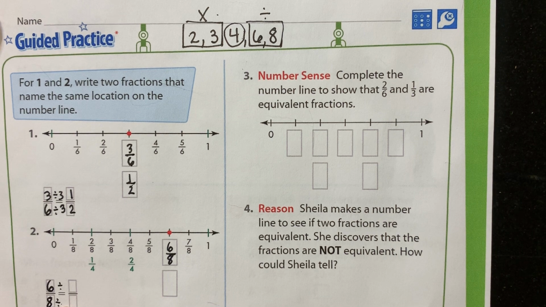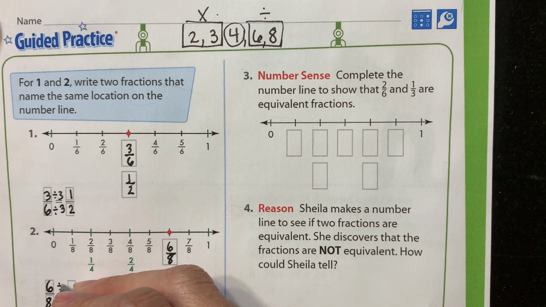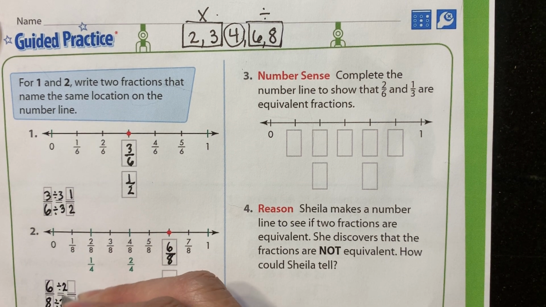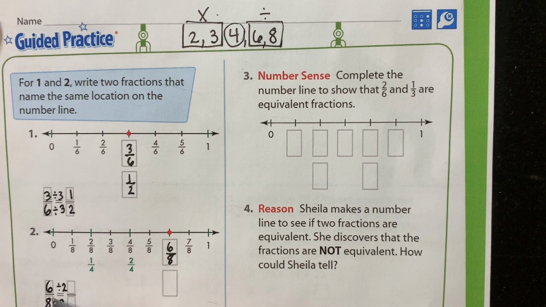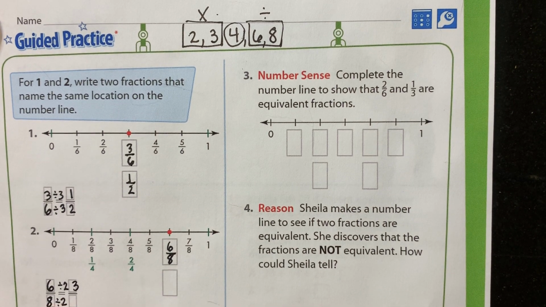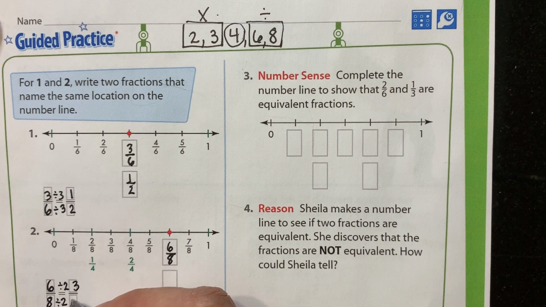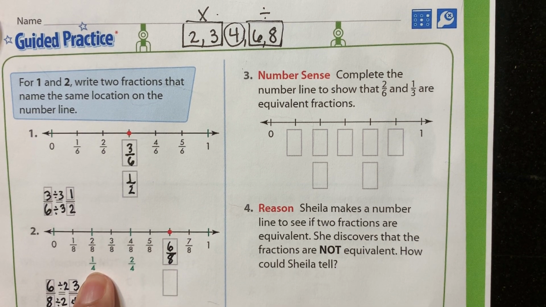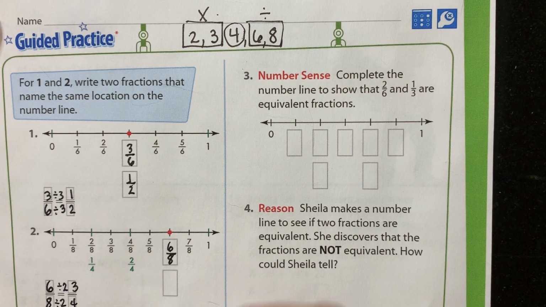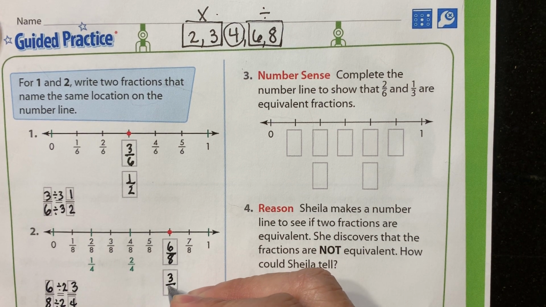But if I think carefully, I cannot divide by 3, because 8 is an even number. So I'm going to divide by 2. And just like the top, 6 divided by 2 equals 3. And then 8 divided by 2 equals 4, which follows the rule that they wanted here in the first place. They said they wanted it in fourths. Well, I created it in fourths. It is 3/4 now.